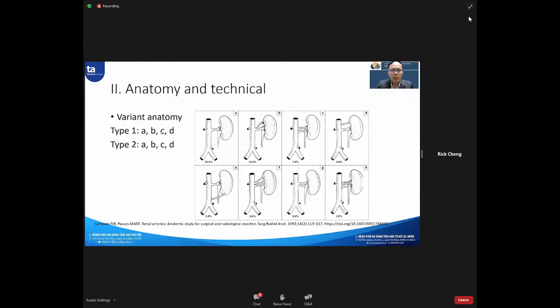So the variant anatomy has many kinds. They divide into 2 types. Type 1 has 4 subtypes, and type 2 has subtypes. Type 1 depends on the arteries in the hilum of the kidney. This may be 1 or 2 renal arteries, and have an accessory artery arising from the abdominal aorta to the upper pole, or the early division. And type 2, we might have 4 subtypes. So it means the other kinds of the renal artery.